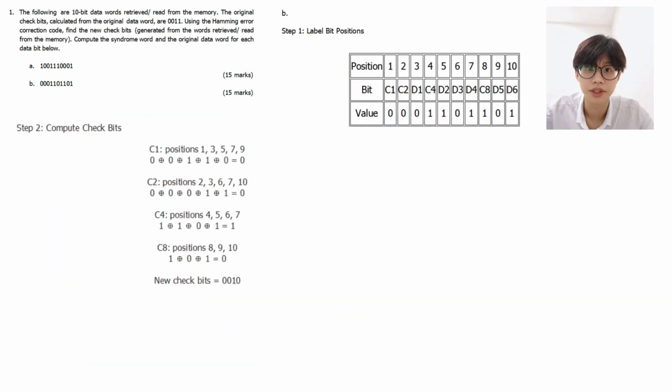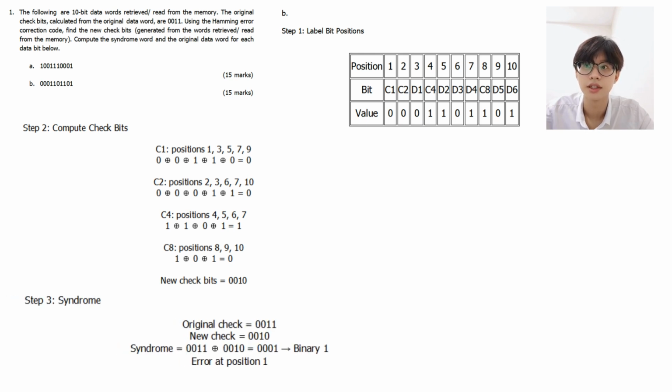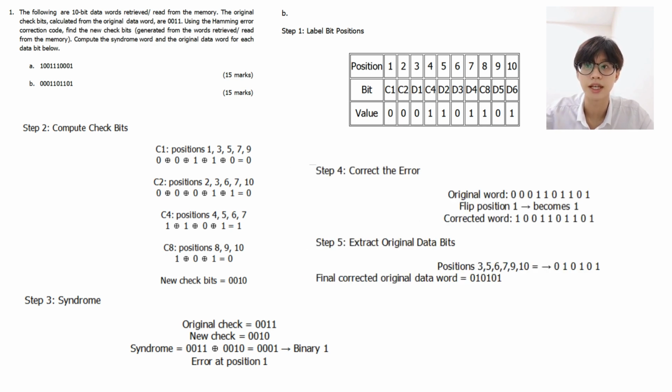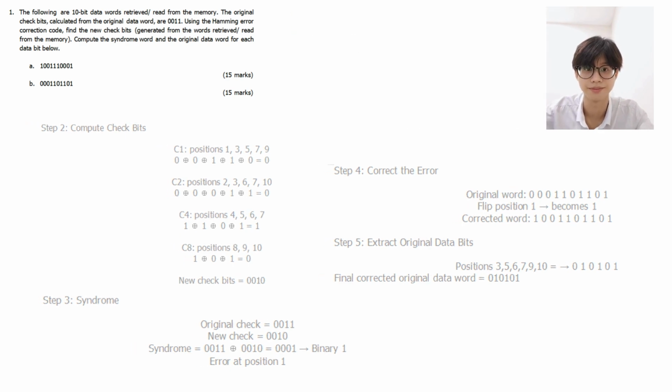Now for part B, we repeat the same steps. The syndrome here tells us that there's an error at position 1. We flip the bit and correct the data word. Removing check bits, we get the corrected original 6-bit data, which is 010101.